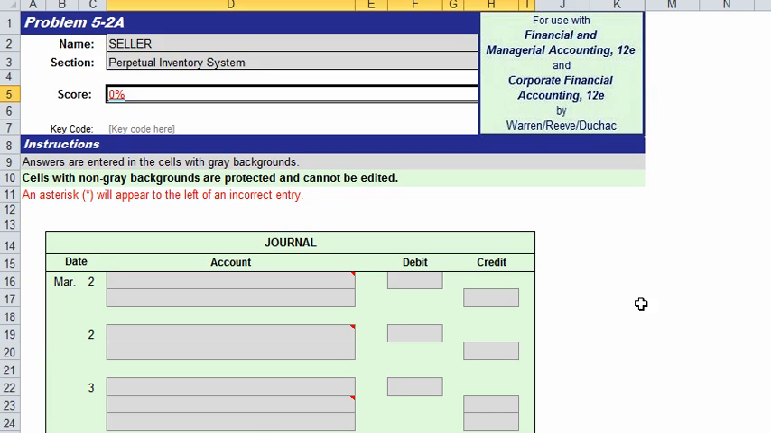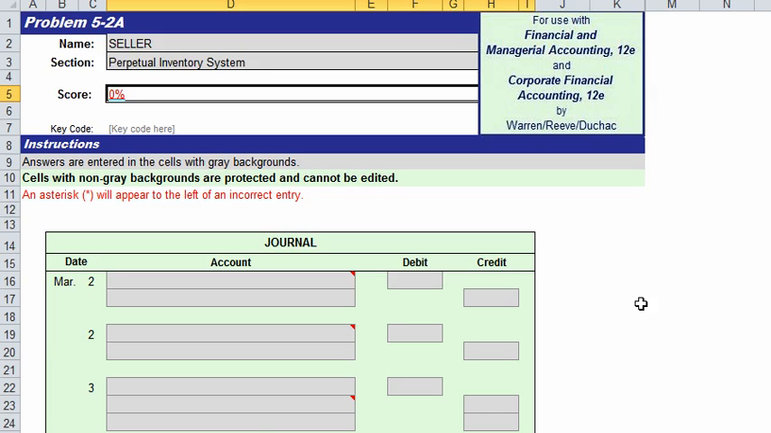Anytime you make a sale of inventory, it's going to require two journal entries. One at the sales price to record the revenue and the associated asset. Then one at the cost of the inventory to record the expense associated with the sale and the reduction in the inventory account. You'll see how that goes as we move along. But let's start with March 2nd, again on page 256.